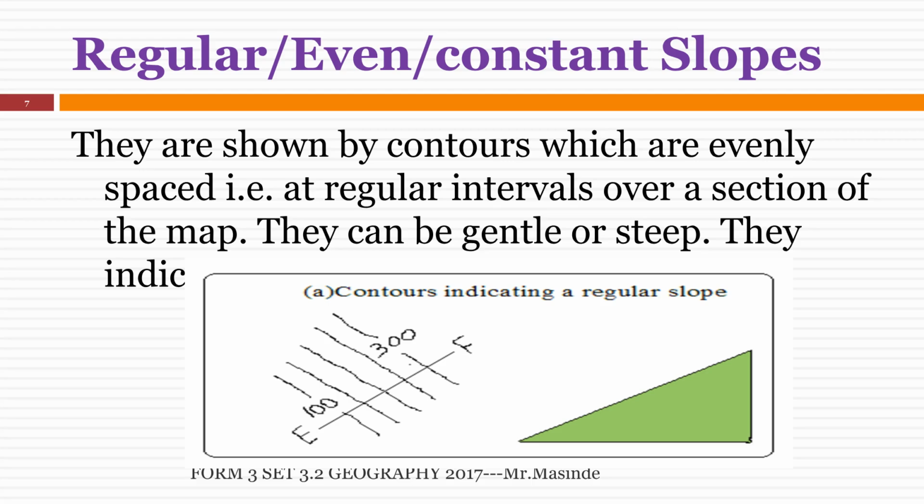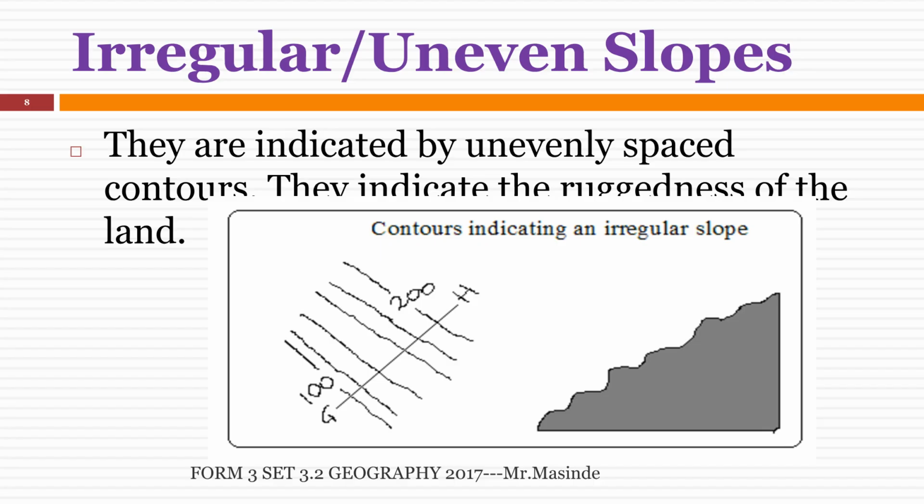Regular, even, or constant slopes are shown by contours that are evenly spaced at regular intervals. This indicates the smoothness of the land and can be either gentle or steep. Irregular or uneven slopes are indicated by unevenly spaced contours. This pattern highlights the ruggedness of the land.